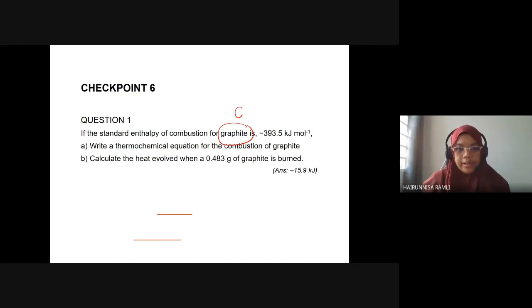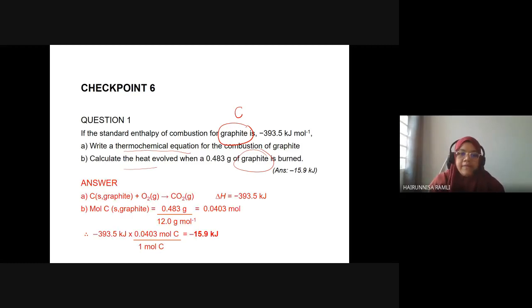Let's look at the answer. So first, you need to write a thermochemical equation. Even though there is no question A, to answer B, you have to write the equation, because you want to calculate the graphite burning, since we do not know its balanced equation. So what is the coefficient, right? First, you must write the equation. So carbon, graphite, plus oxygen. Because this is combustion, it will produce CO2. So that's it. There is no hydrogen in this case, which is why there is no water.